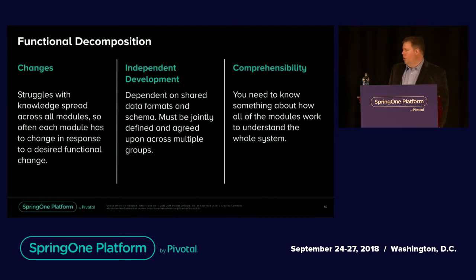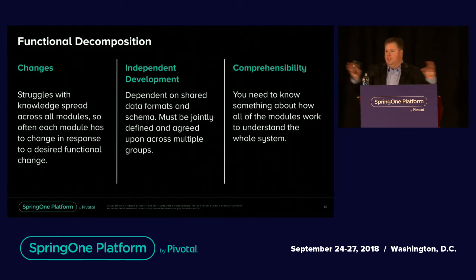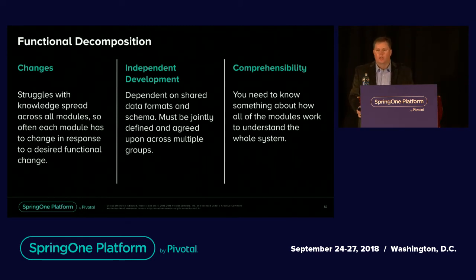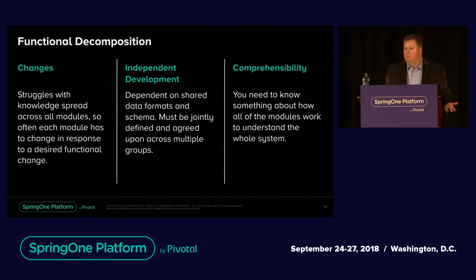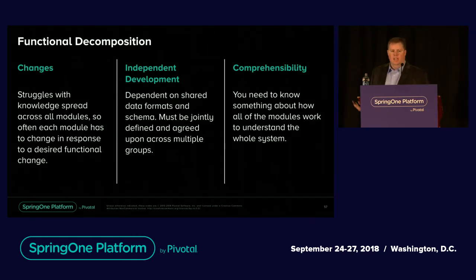Well, change is still hard because the change is spread across all the modules. Independent development is still hard because we have to figure out how to pass information between all of these layers, and we kind of have to agree on how that's going to work. In fact, we usually do that with libraries at best. We're passing code up and down that stack. And so anytime we want to change any of the layers, we have to change the interchange format. And then comprehensibility, you have to know something about the whole system to understand any of it. So we're not doing so well.